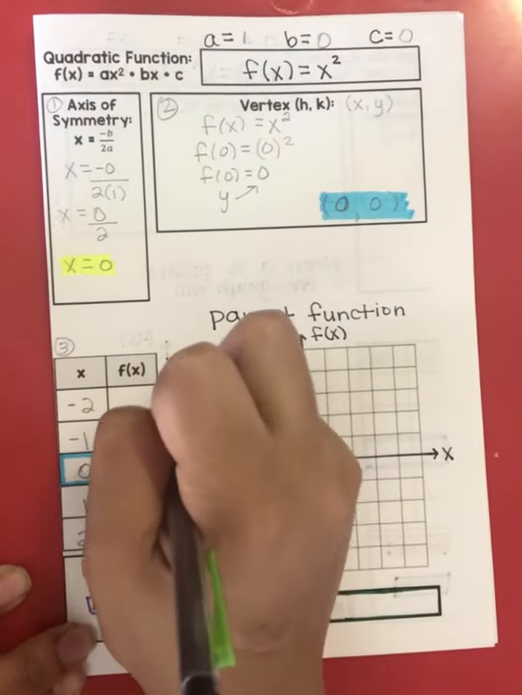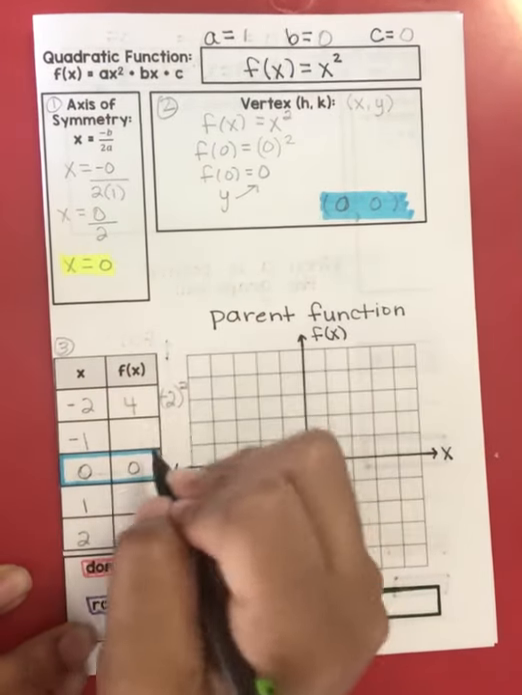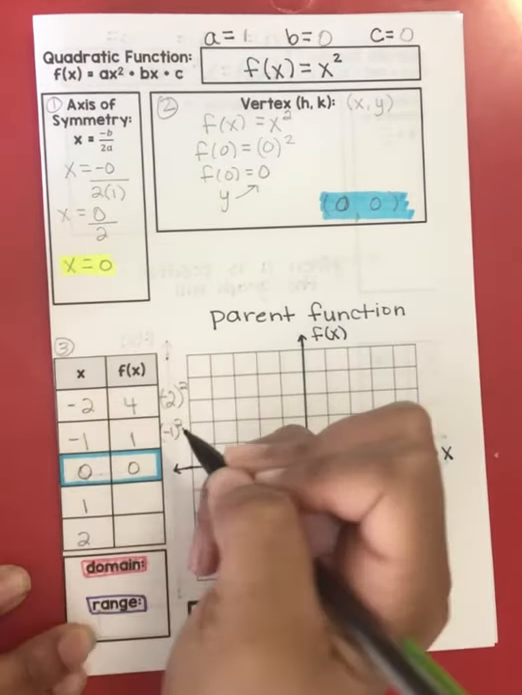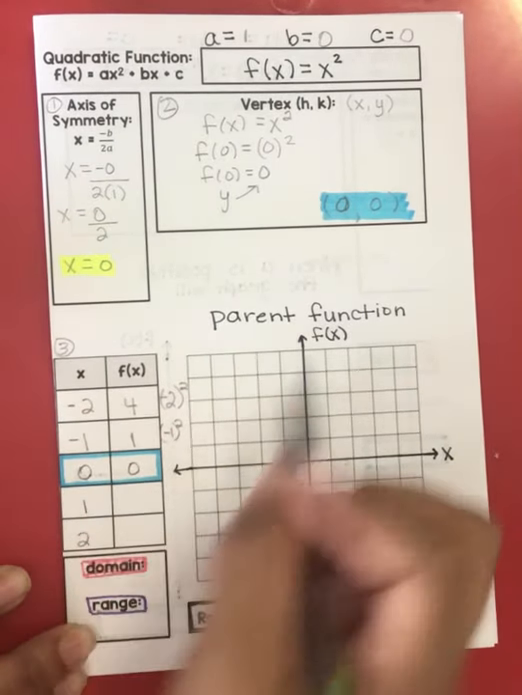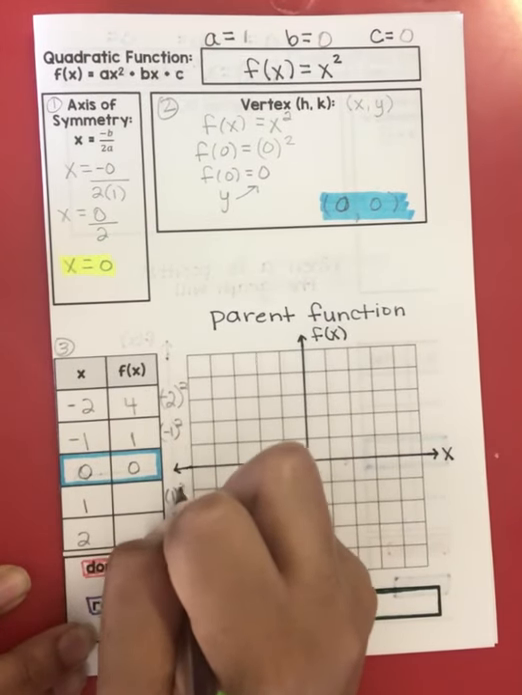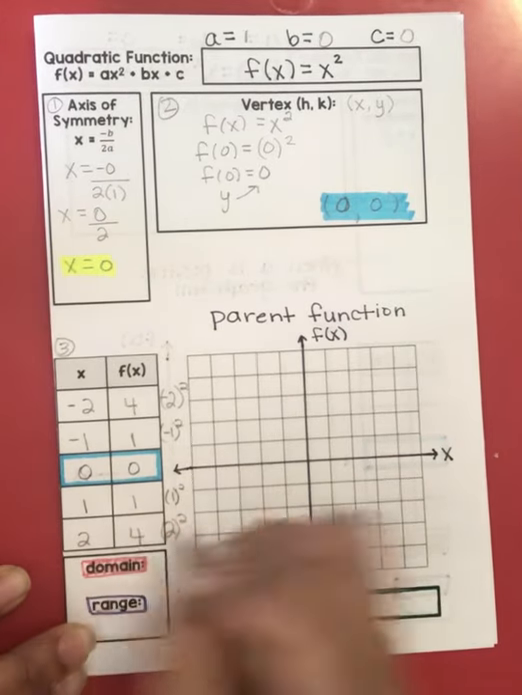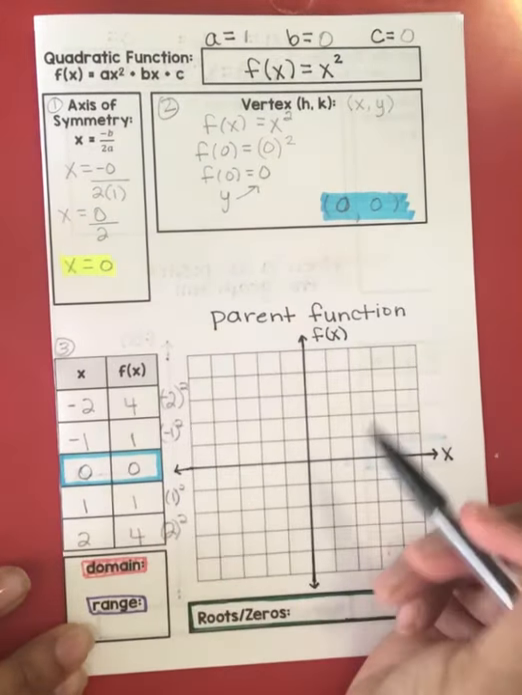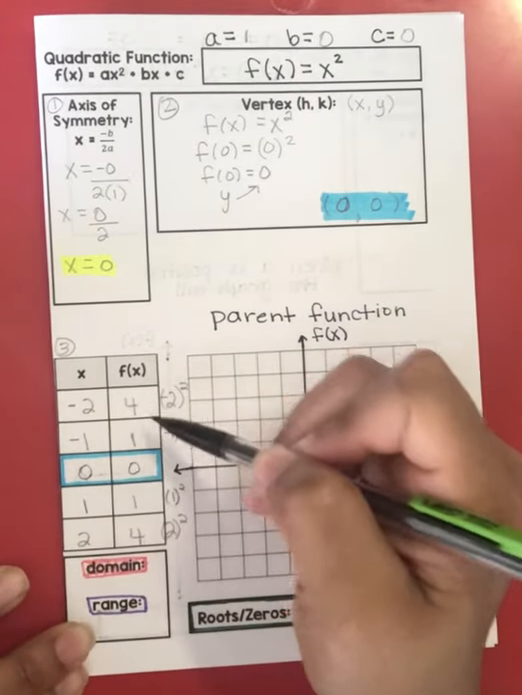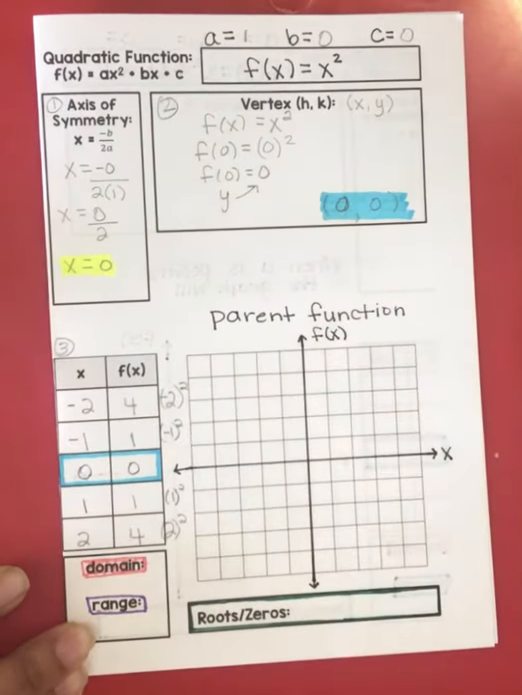So I have negative 2 squared is positive 4. Negative 1 squared is a positive 1. I have 0, 0 from my vertex. And I have 1 squared is a positive 1. And I have 2 squared is a positive 4. What do we notice about these values on this table? From my vertex, my y values are symmetric on both sides. They're the same. It will always be the case.